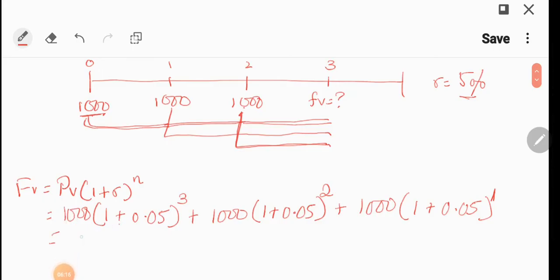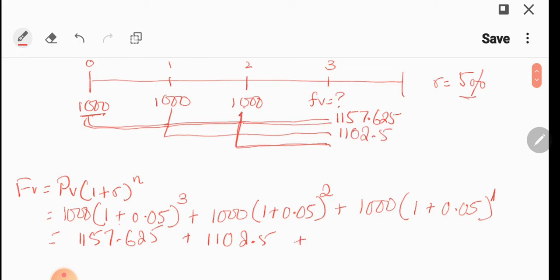So this is giving an answer of 1157.625. So this will become 1157.625. Similarly, your second cash flow is 1102.5, plus your third cash flow, 1050. So if you add all of them, you will get the future value at the third year.